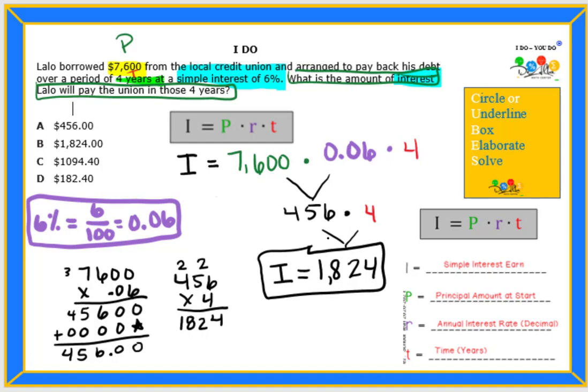Let's go back and read our question one more time. What is the amount of interest Lalo will pay the union in those 4 years? So we do have interest. Interest will be $1,824, which matches B. So my correct answer is B.